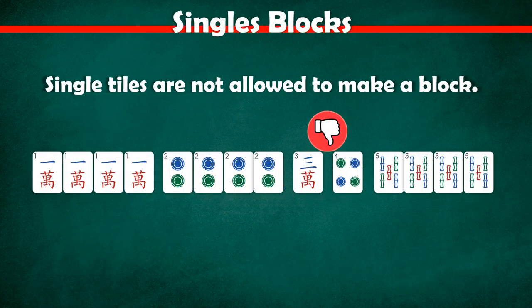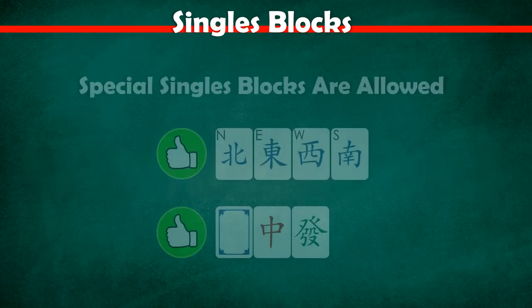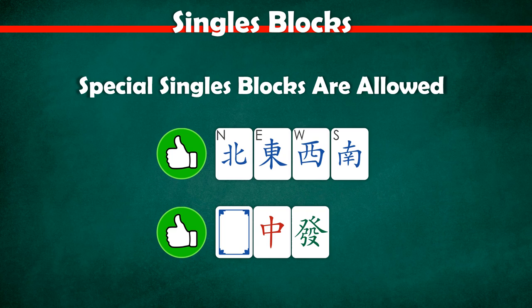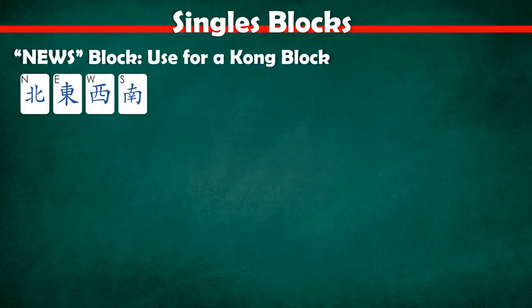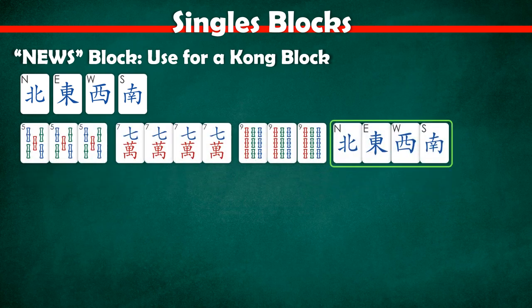Unlike standard American Mahjong, singles are not a block type that you can use freely. However, there are two special singles blocks that can be used in the same way as a block of flowers or a block of dragons to add to that category set. The news block is a Kong of single wind tiles, one of each spelling the word news.